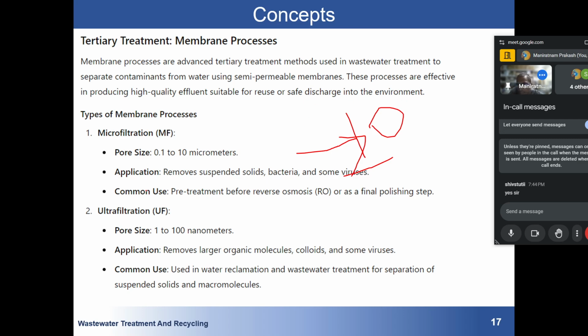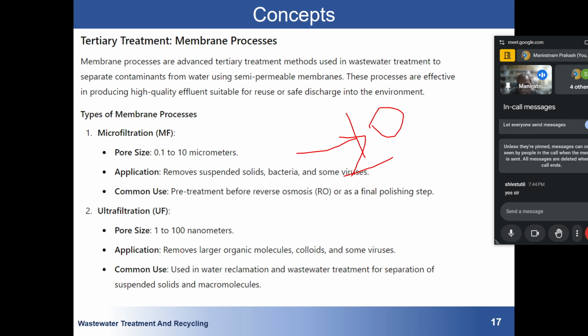The types of membrane are, first, microfilters that have a pore size of 0.1 to 100 micrometers. Micro means 10 to the power minus 6 meter, very small. They remove suspended solids, bacteria, and some viruses. Commonly used as pre-treatment before reverse osmosis or as a final polishing step.